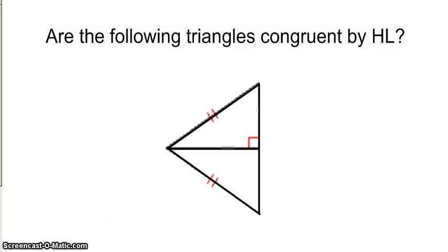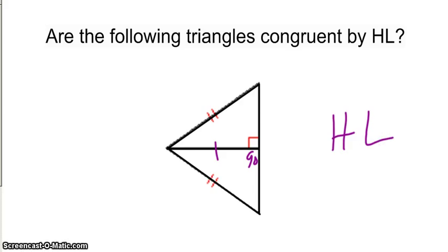Go ahead, take a second before I give you the answer. See if you think it's HL or you don't. It's definitely a right triangle. This one would be 90 degrees as well because they are a linear pair. And then I can mark this congruent to this because of the reflexive property. And now I say to myself, it has this leg congruent to this leg, and it has this hypotenuse congruent to this. So yes, this is an example of HL.